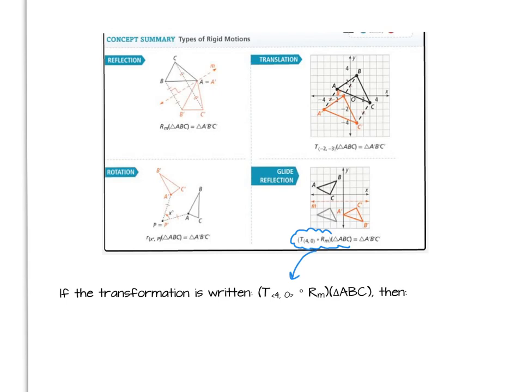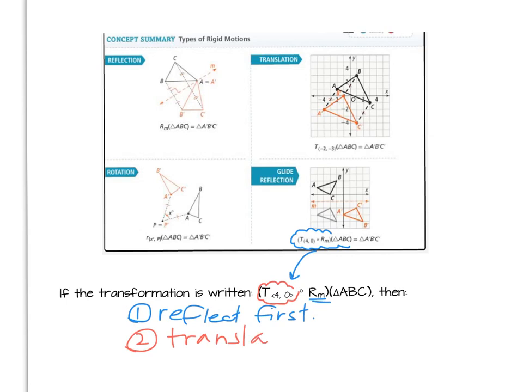So what's unique about this type of transformation is we actually do the reflection first. So we'd reflect over line M first, and we can hear that blue jay in the background. And then second is when we would do that transformation or that translation. So we would translate second. And as long as you recognize that you kind of work backwards in the order that it's written, you'll be able to create your glide reflection.